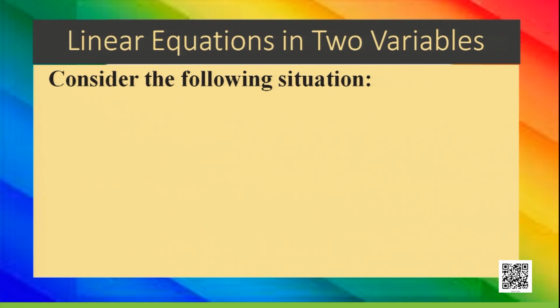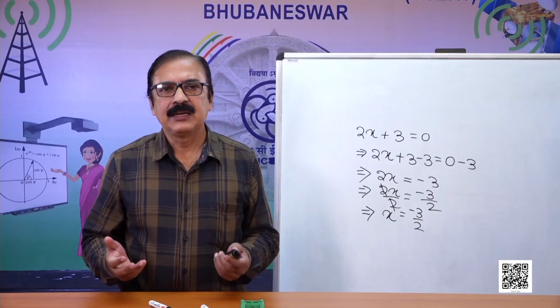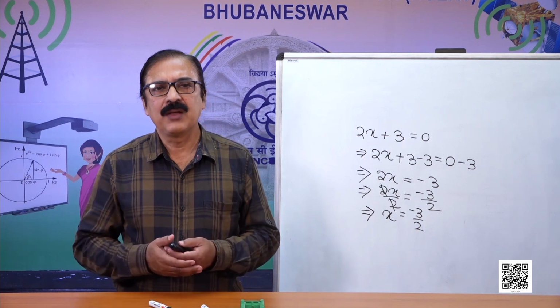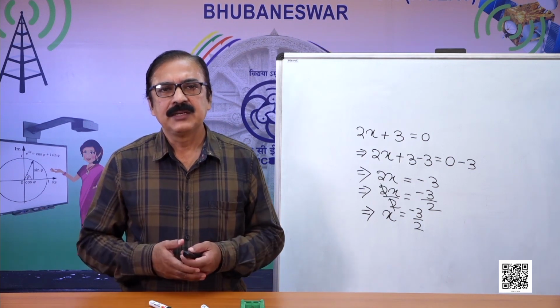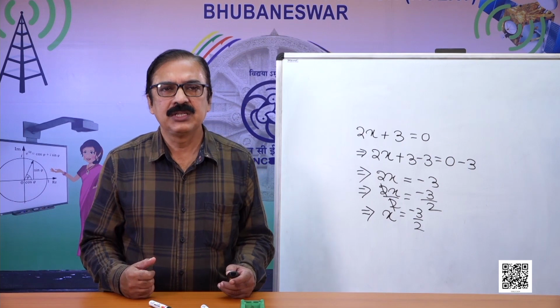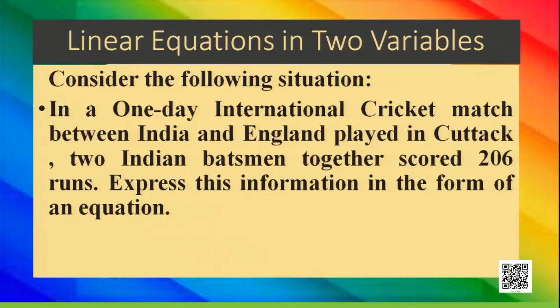Okay. Then linear equations in two variables. So how to find the linear equation in two variables? What is that? Let's consider the situation. The situation is like this. In a one-day international cricket match between India and England played in Cuttack, two Indian batsmen together scored 206 runs. Express this information in the form of an equation.